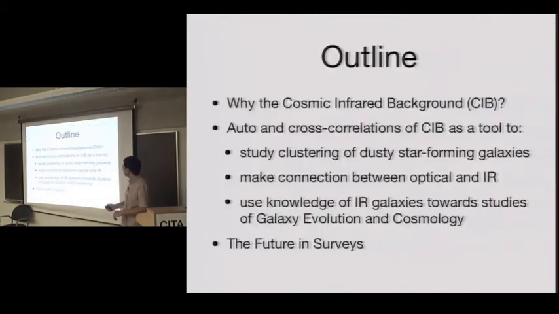Okay? Here's the outline of the talk. What is this cosmic infrared background, which is jargon that only 5 people in the world actually use? What can you do with auto and cross correlations of the CIB as a tool for studying clustering of star-forming galaxies and making the connection between the optical galaxies, which astronomers are more familiar with, and this infrared background? And then using this knowledge towards studies of galaxy evolution and cosmology. And then I'm going to talk about HerMES, the survey that Amir was introducing, but it's going to come at the end after a whirlwind of information. So I'll save all the pretty slides for the end.